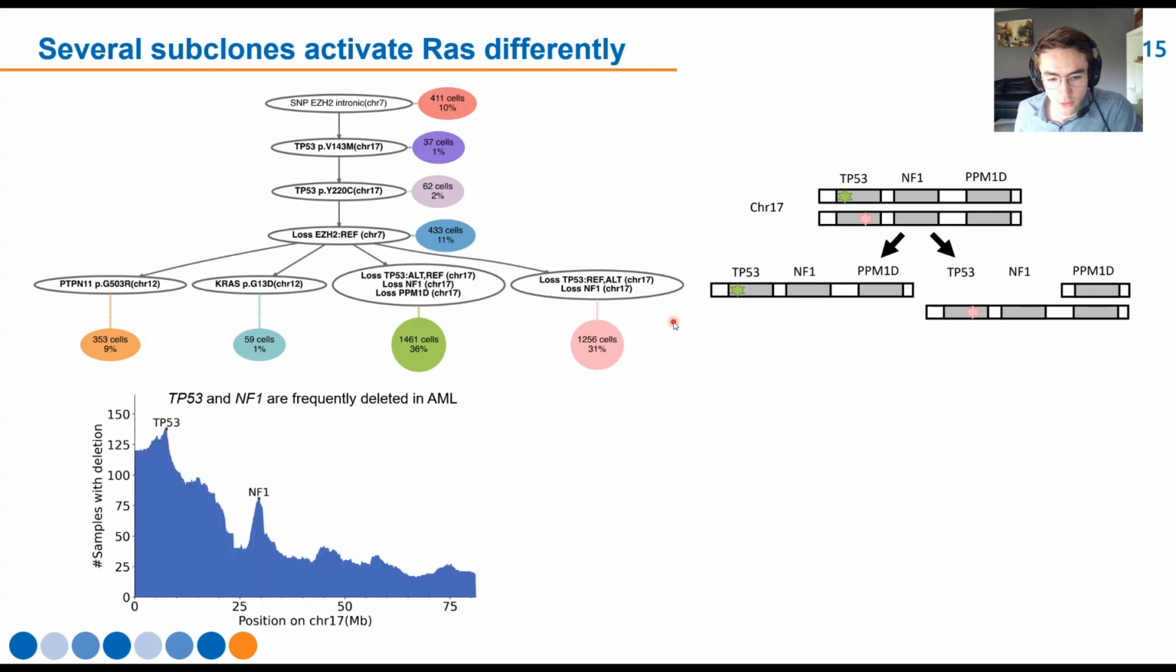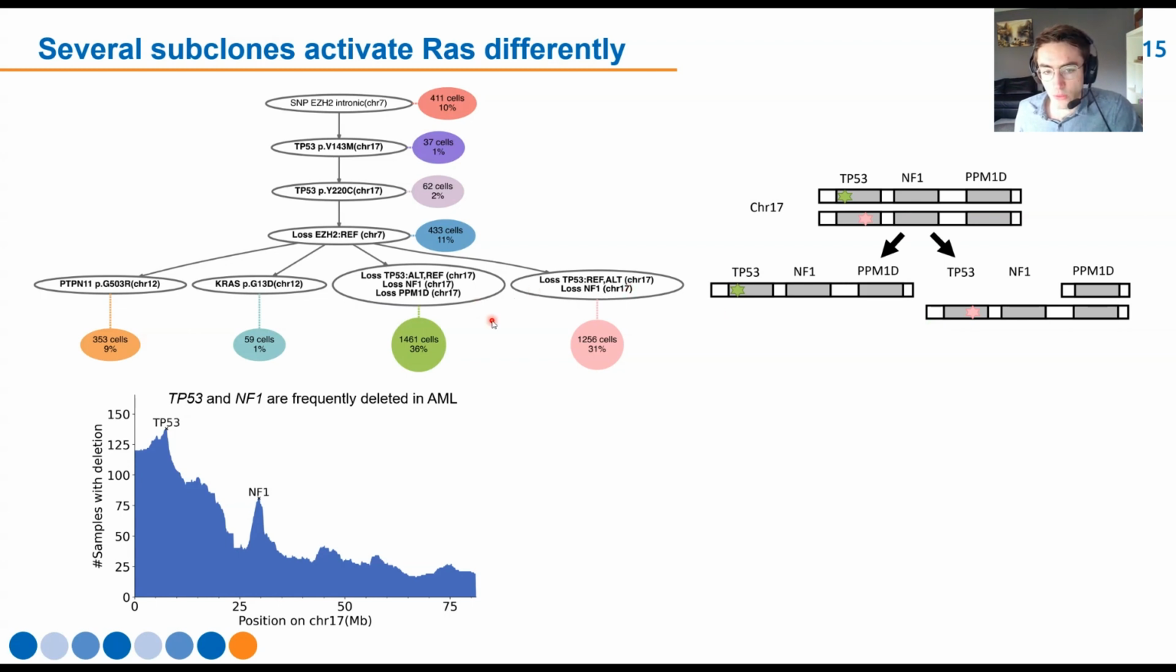So here we looked in a large cohort of AML samples, and for each position on chromosome 17, we count the numbers of samples which have deletions at this position. As you can see, P53 is indeed the most commonly deleted region on chromosome 17 in AML, but there is also a secondary peak here on NF1. So NF1 is also frequently deleted in AML. So these deletions in chromosome 17 in this sample might have been selected for because of NF1.